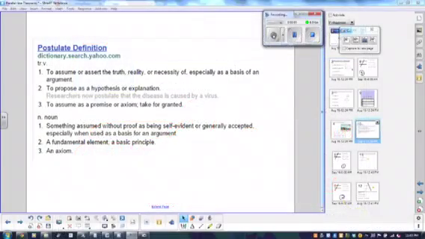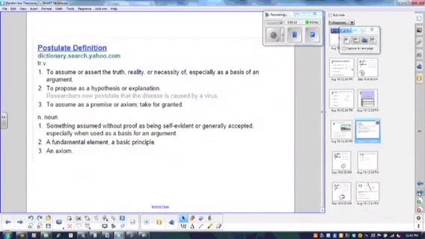The postulate we're going to talk about tonight is the corresponding angle postulate. And I just wanted to show you, I looked up the definition of postulate. A postulate is something that you assume or take for granted. You assert the truth. It is something that is assumed without proof and is generally accepted.